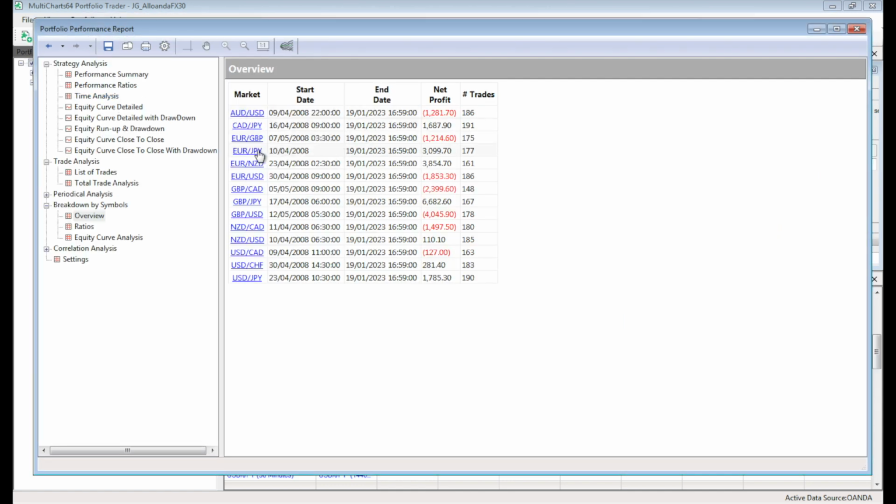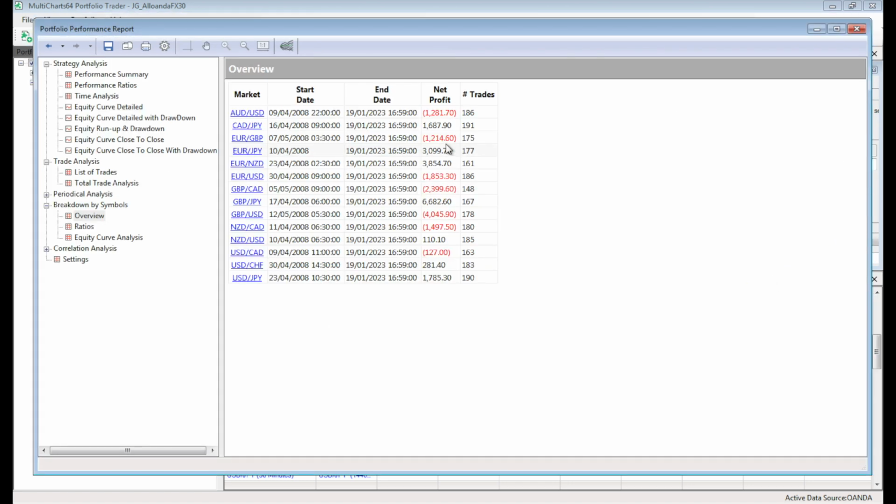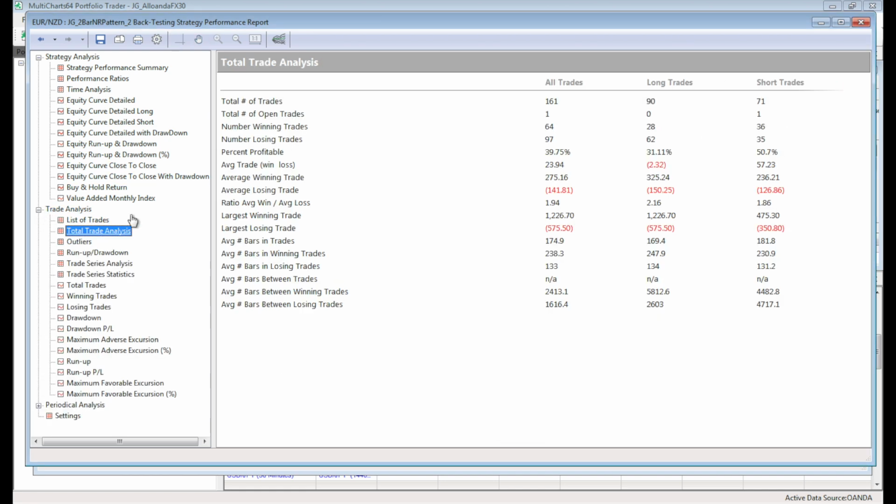The next profitable one, euro yen. Equity curve not very good, extremely flat right up until the most recent years. Euro, New Zealand dollar. Equity curve's okay. What's the average trade value like? Oh, we've got a big average trade value of almost 24 pips, so that's possibly something we could trade.